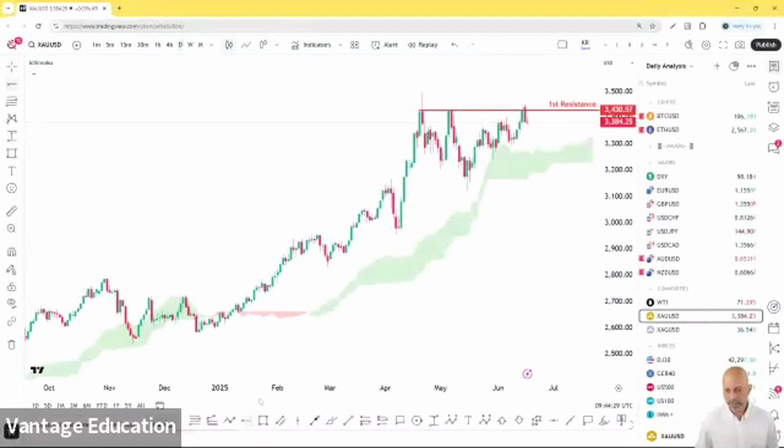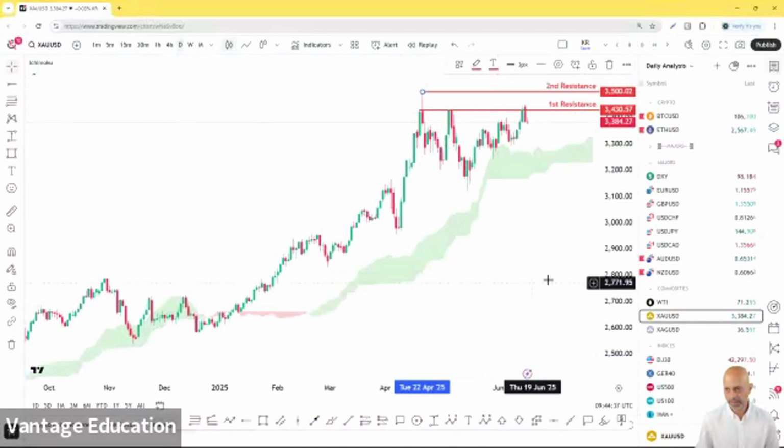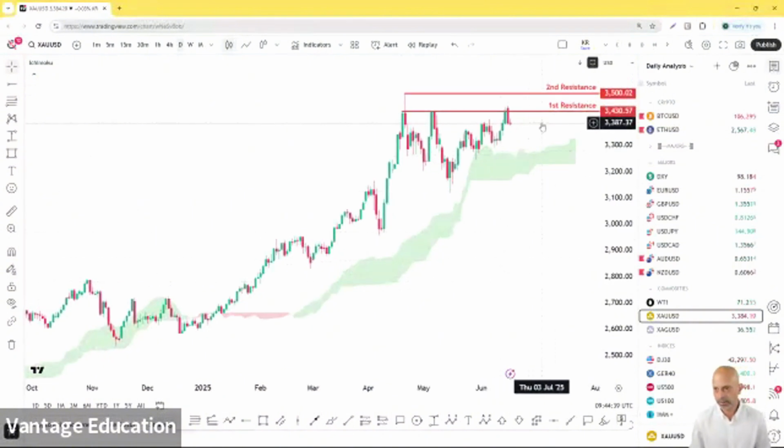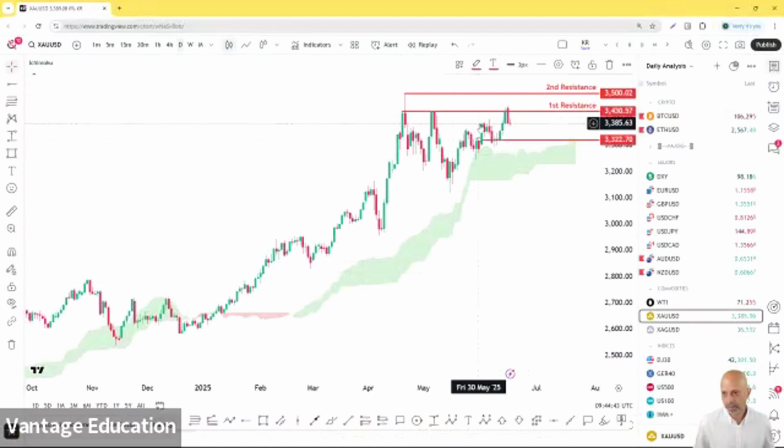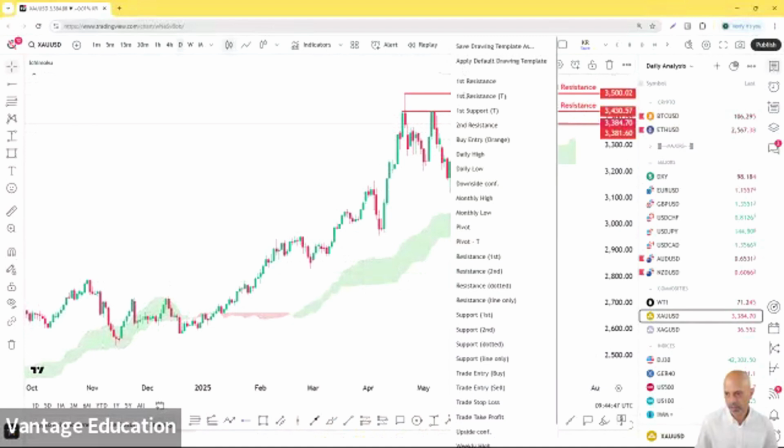Now, we can also see that the intraday all-time high for spot gold was formed on 22nd of April, and this level is at 3,500. And this is where we can label the second resistance. Now, in terms of support, I see gold prices hovering at what I would label as an intermediate support level. This is a pullback level at $3,384.